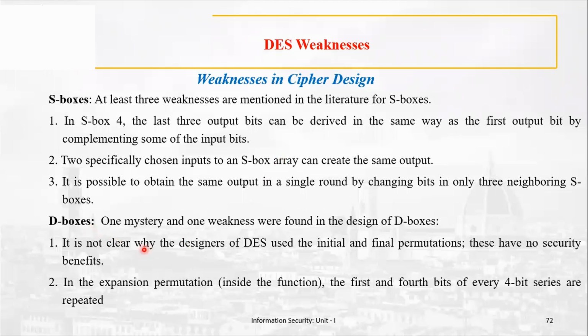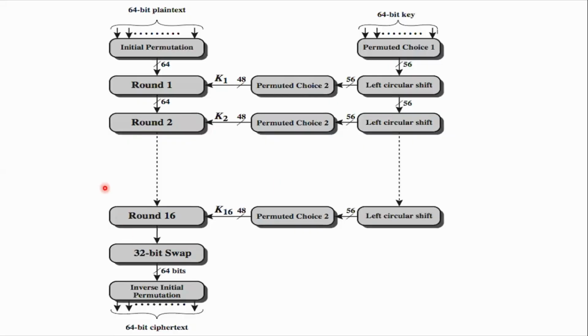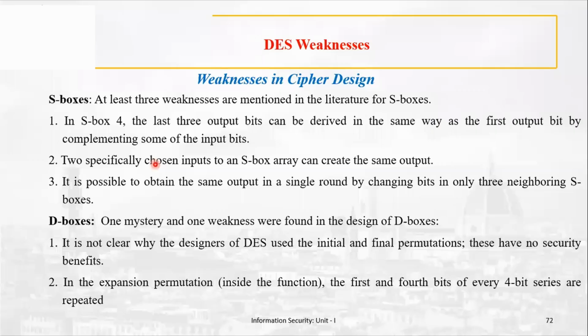Another weakness was the D box. D box means what? If you have noticed here, you are applying some initial permutation, and at the end you are applying an inverse initial permutation. So you're telling the world that the first bit is going to the 48th location and so on. What is the use of these things? If everyone knows that this bit is going there, then there's actually no security. Why are you using that step? There's no point in using that step. So that is the distribution of text.